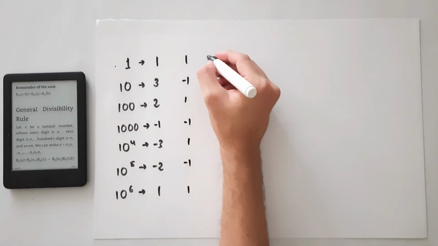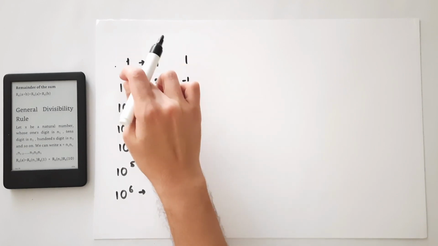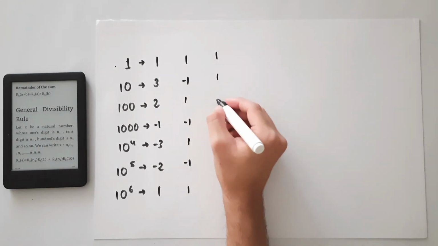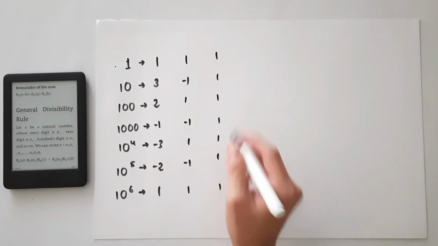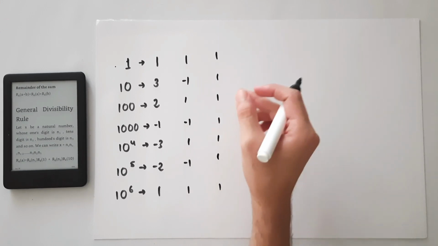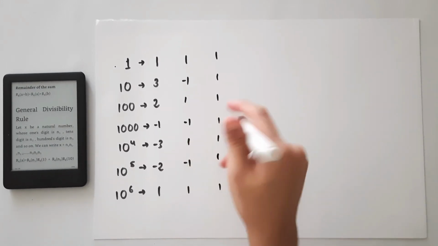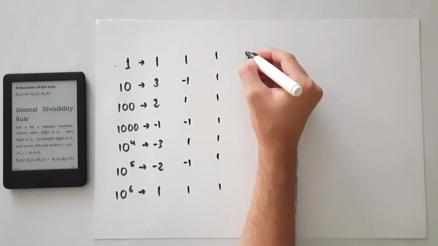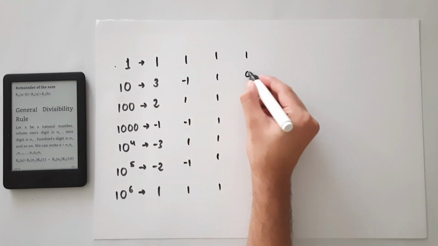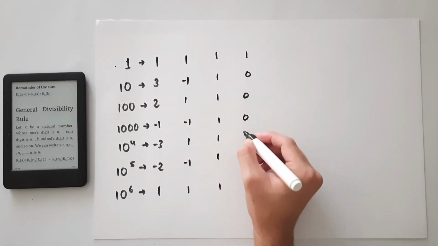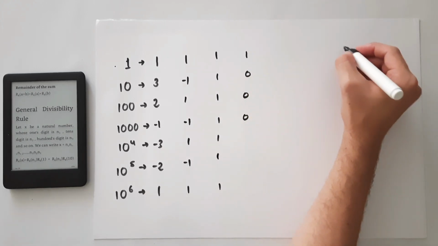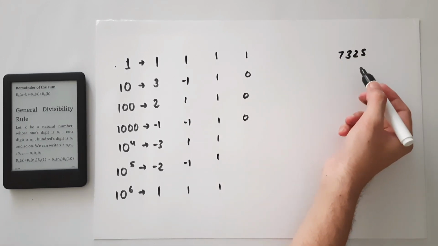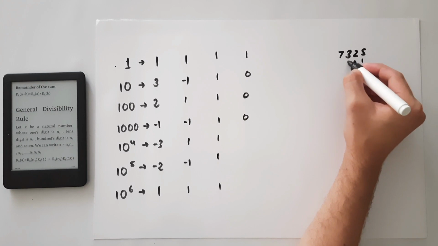If you do it with 3, when you divide 1 by 3, the remainder is 1. Then with 10 you get 1, with 100 you get 1, 1, 1, 1. So the multipliers we are going to use for 3 are 1, 1, 1, 1, 1. In case of 2, if you divide 1 by 2, you get 1. If you divide 10 by 2, you get 0. If you divide 100 by 2, you get 0, 0, 0. And that's why the divisibility rule of 2 is what? If you need to check whether a number like 7, 8, 7, 3, 2, 5 is divisible by 2 or not, you should use multipliers 1, 0, 0, 0.